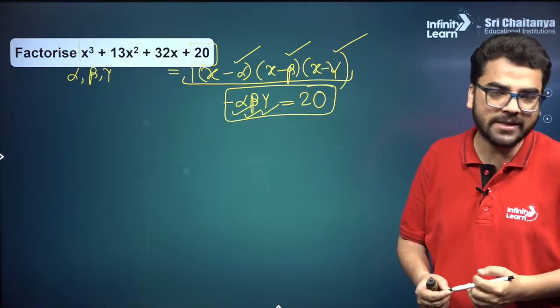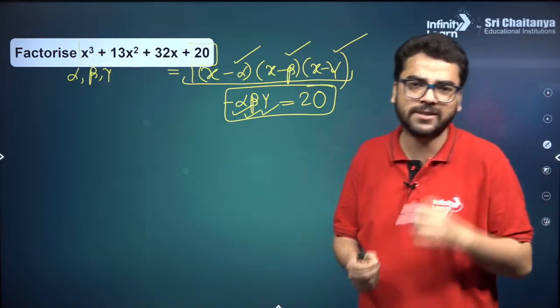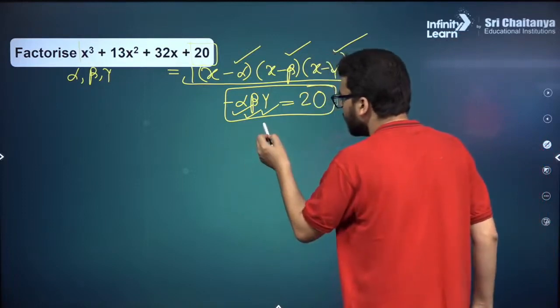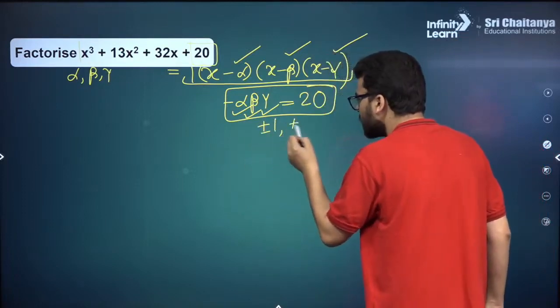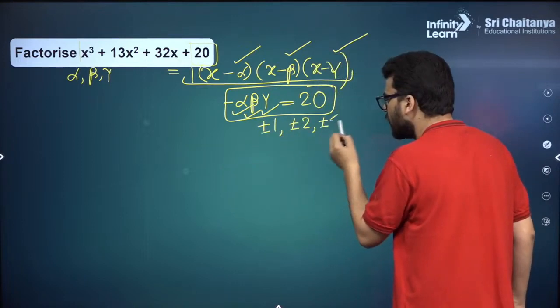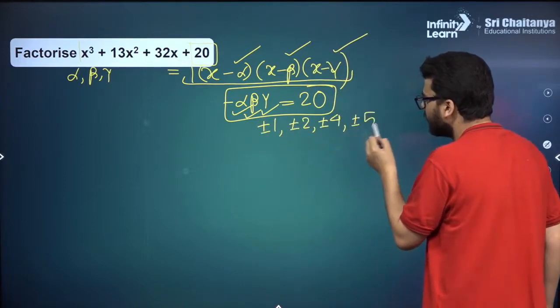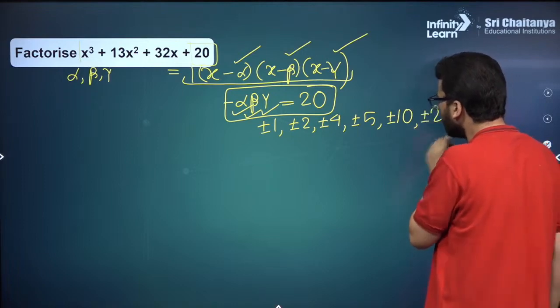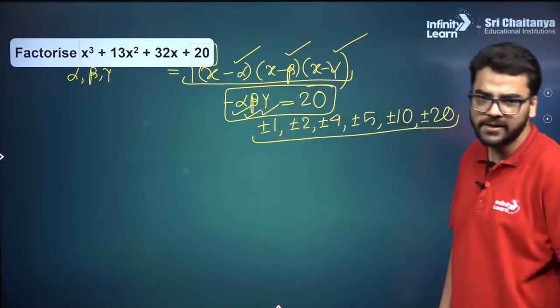I did not do that, Prince, because we have converted it into your syllabus channel over here. I hope you understand that. So the possible zeros will be plus minus 1, plus minus 2, plus minus 4, plus minus 5, plus minus 10 and plus minus 20. These are the possible zeros you can think of. I hope that is clear to you guys, right?